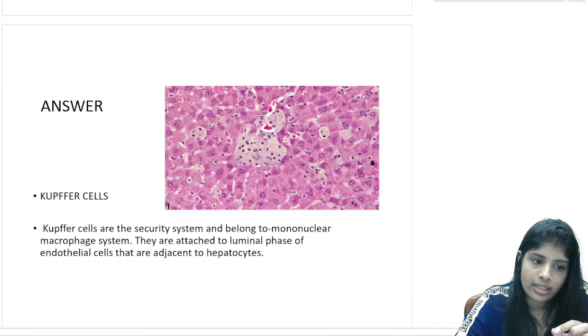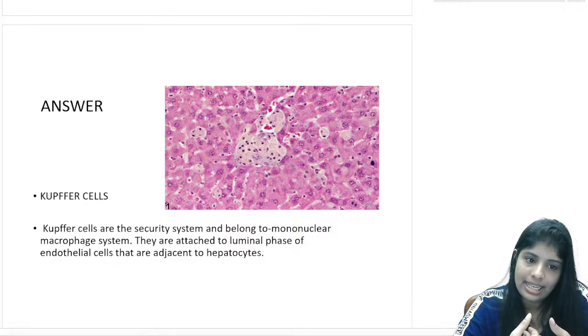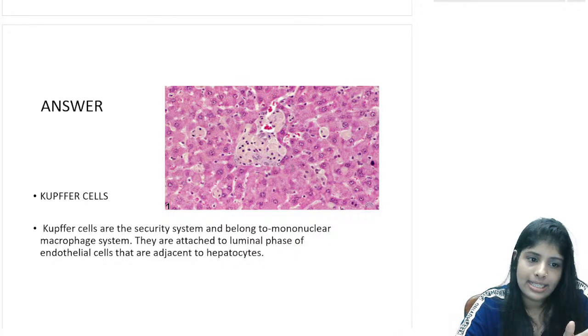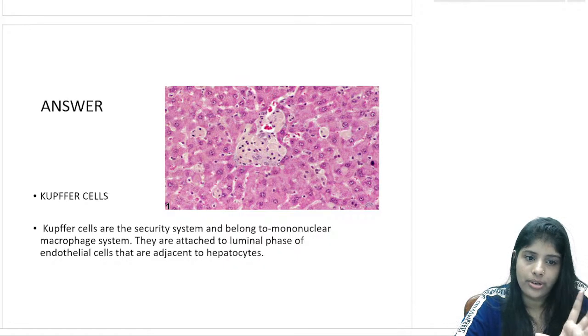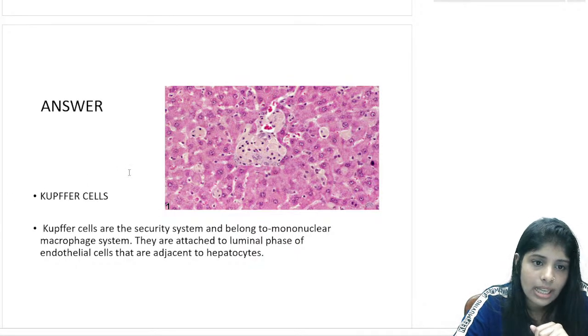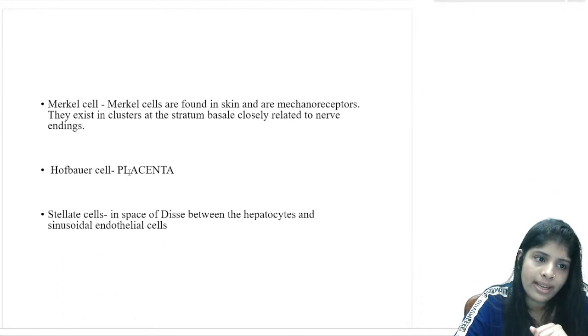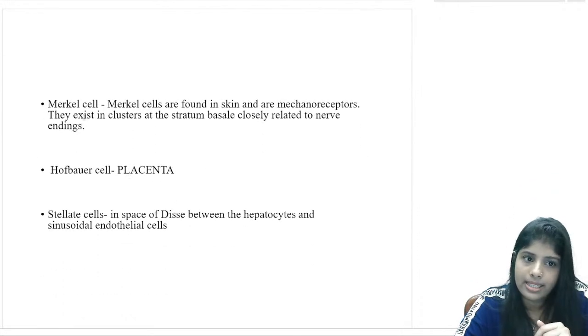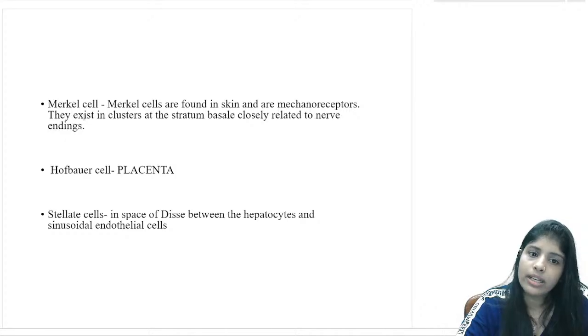The location of the Kupffer cell is the luminal face of the endothelial cell adjacent to hepatocytes. It acts as the macrophage. It's a security system of the liver. And we have other options. The Merkel cell. You know what Merkel cell is, right? It is found in the skin and they are mechanoreceptors.